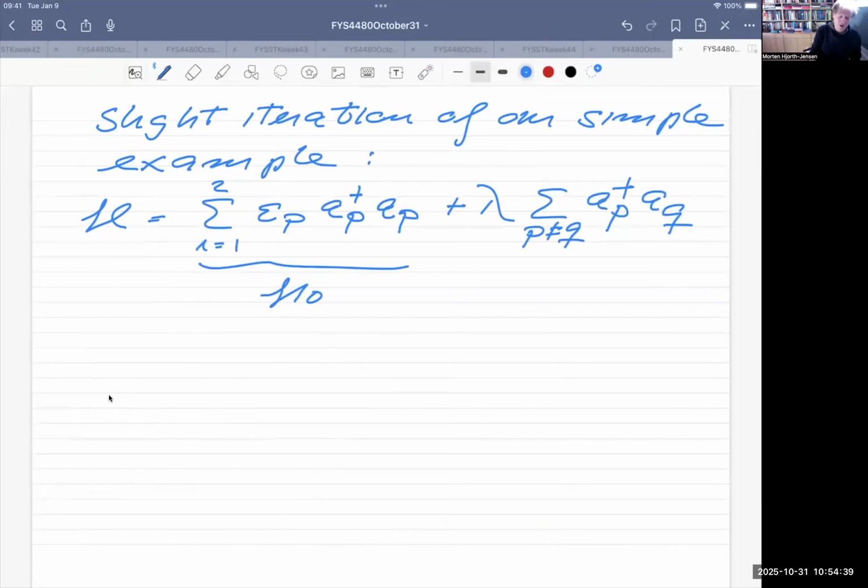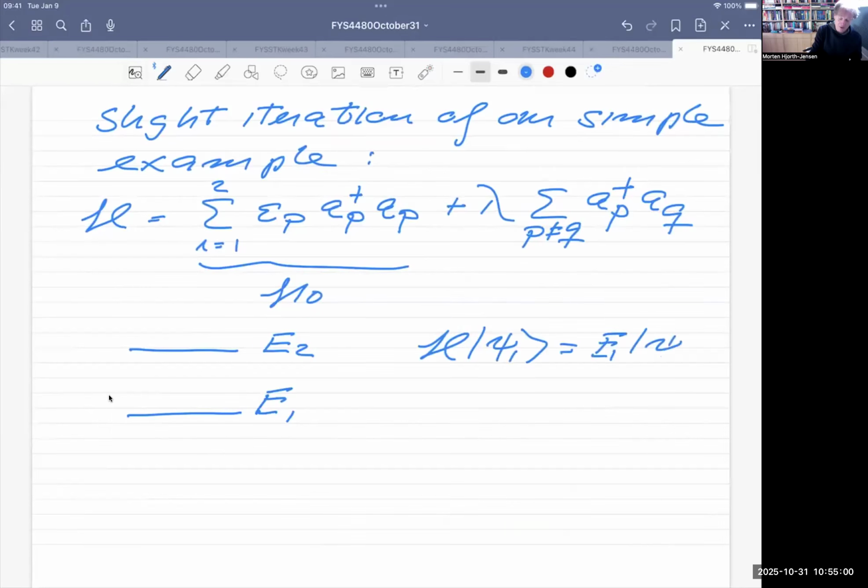What we are then going to look at is a two-level system where we have an excited state, with exact energy E2, and E1. That means that when the Hamiltonian now acts on the state psi1, this is going to give us E1 times psi1. And similarly, when the Hamiltonian acts on psi2, it's going to give us E2 times psi2.